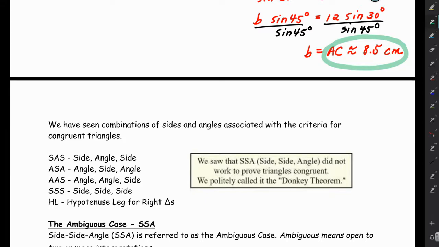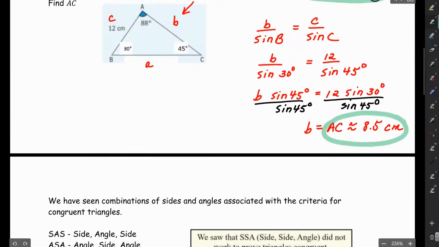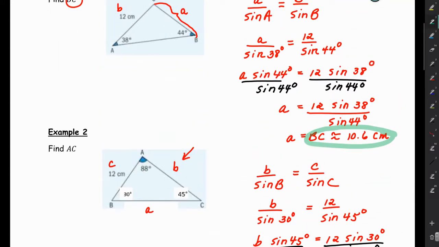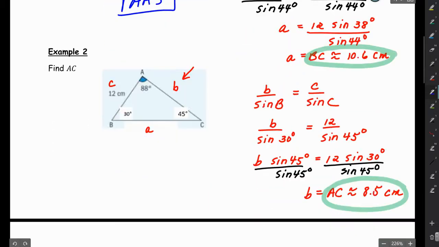All right, so let's go back and look at these two examples and identify what we had, just as a little geometry reminder here. So we were given an angle, and we were given an angle, and we were given a side. So we have angle, angle, side. That's one scenario we saw for number one.